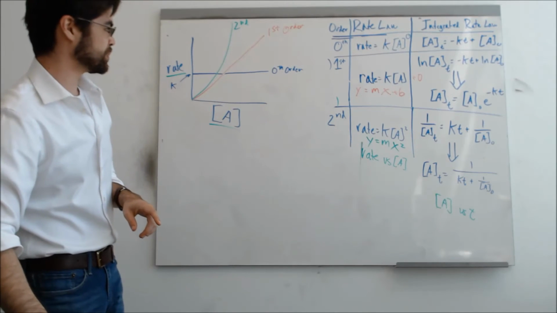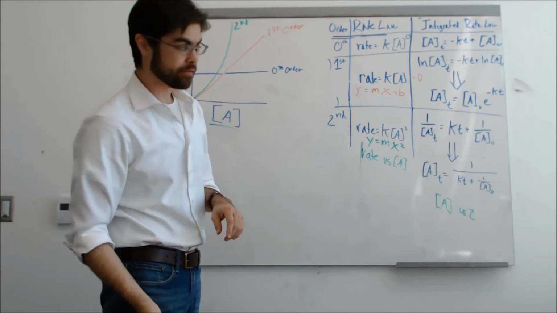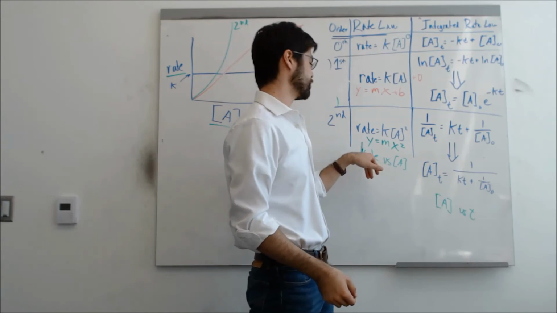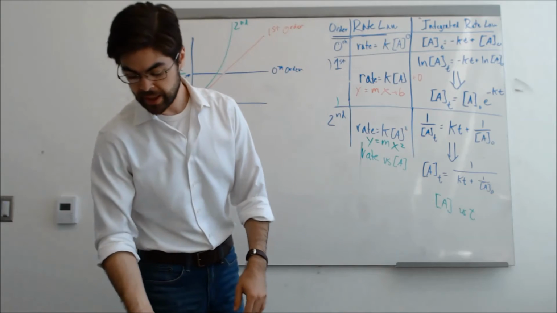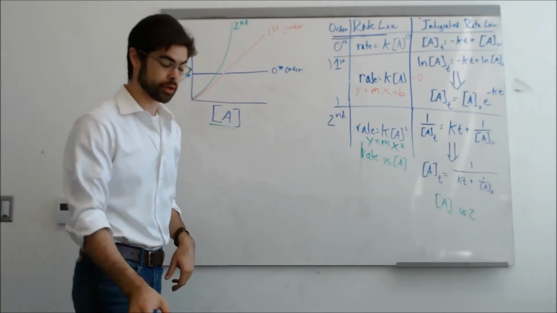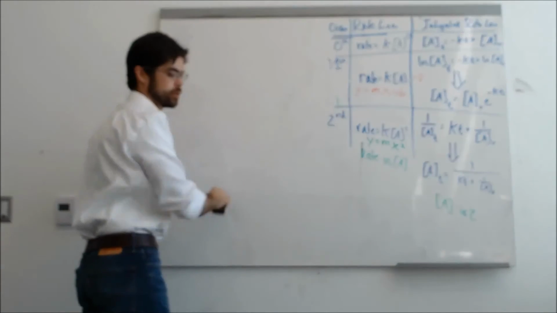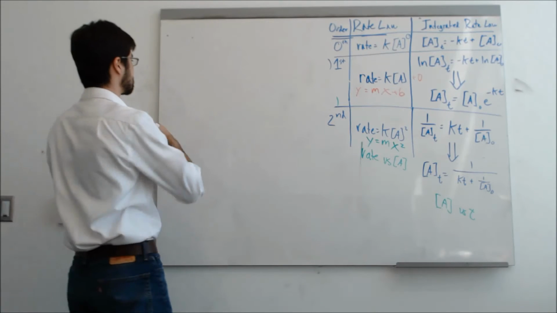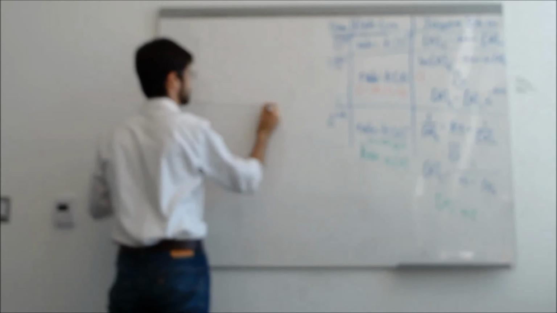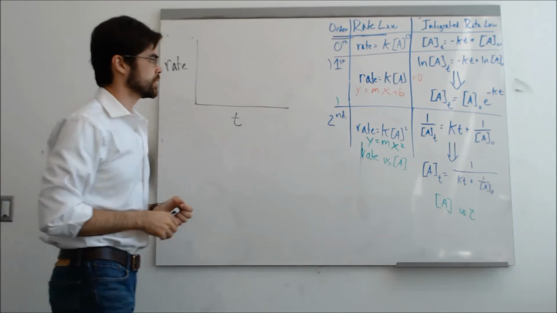So the last type of plot you might be able to produce is a plot of not rate versus concentration, not concentration versus time, but rather rate versus time. And even though there's no equations for that, we can sort of hypothesize what they should roughly look like if I were to make plots of them. So if I put here rate versus time, so let's see here.